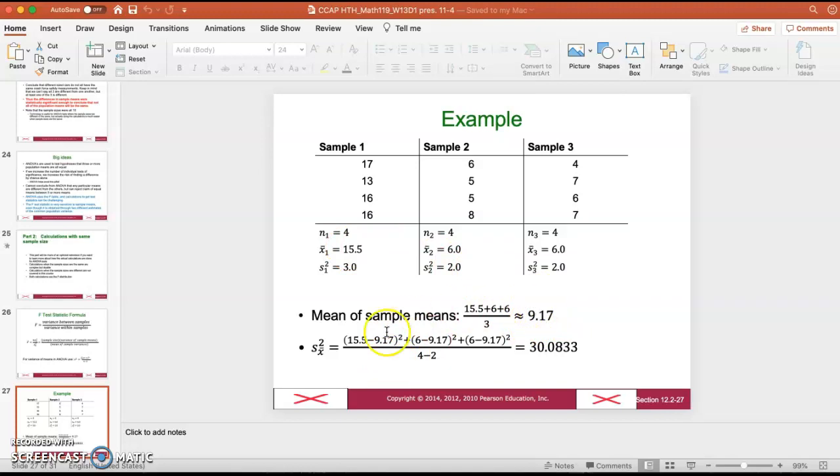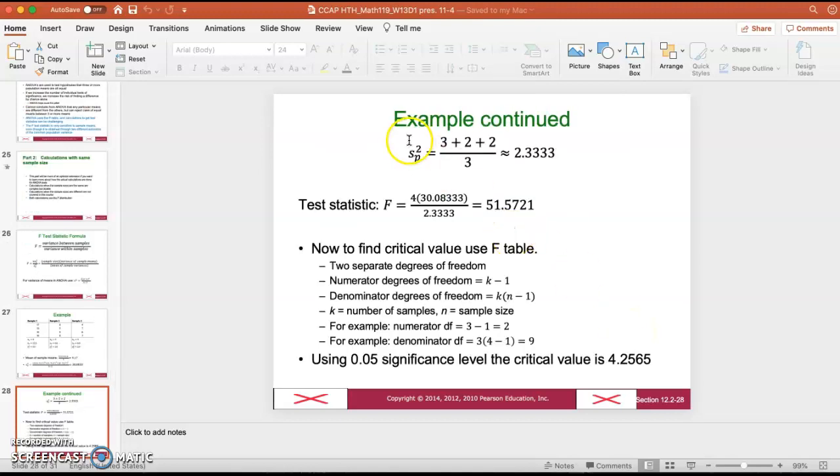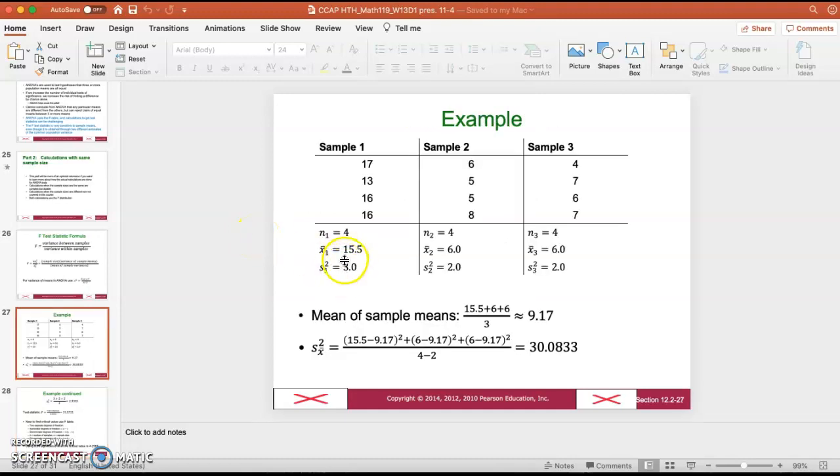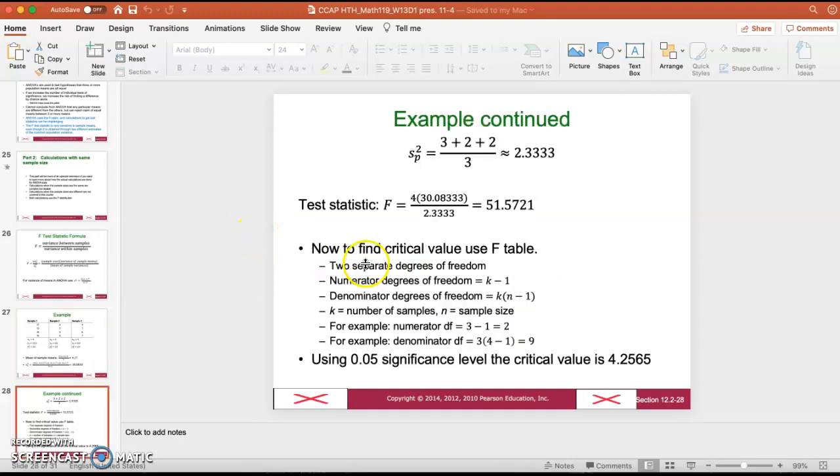So then I plug in that 9.17 into that actual variance formula, where I'm taking every mean, subtracting the average, squaring that difference, adding all of that up, then dividing by the sample size 4 minus 2, which should come out to about 30.083 repeating. Next I find the mean of all the sample variances. The sample variances were 3, 2, 2, and finding the mean of those 3 variances comes out to 2.3 repeating.